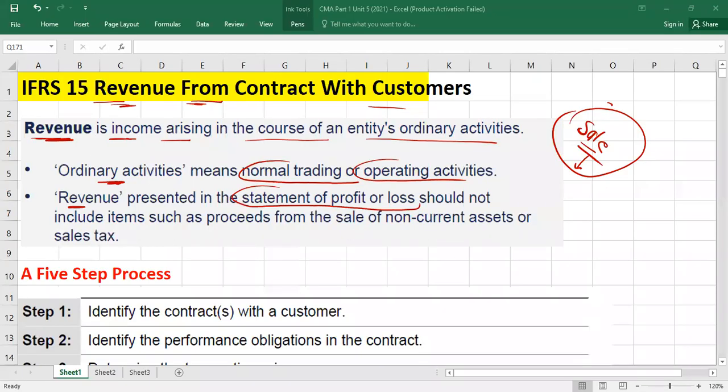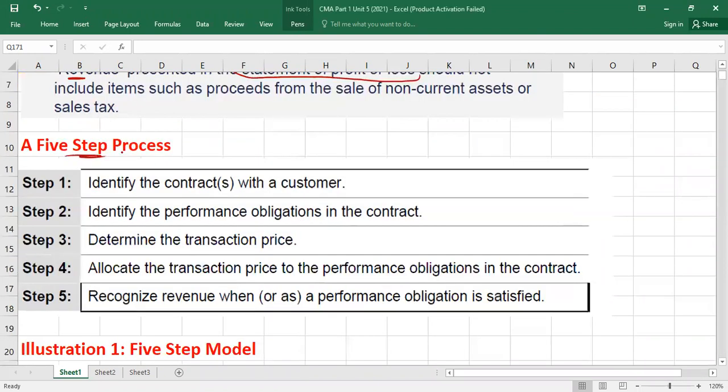And for this, guys, we have a 5-step model, a 5-step process. What is the 5-step process? First I'm going to explain it in a simple way. I need your concentration. Step number 1: you have to identify the contract with the customer. We will discuss all these steps in detail later, but first I'm giving you an overview. Then step number 2: identify the performance obligation in the contract.